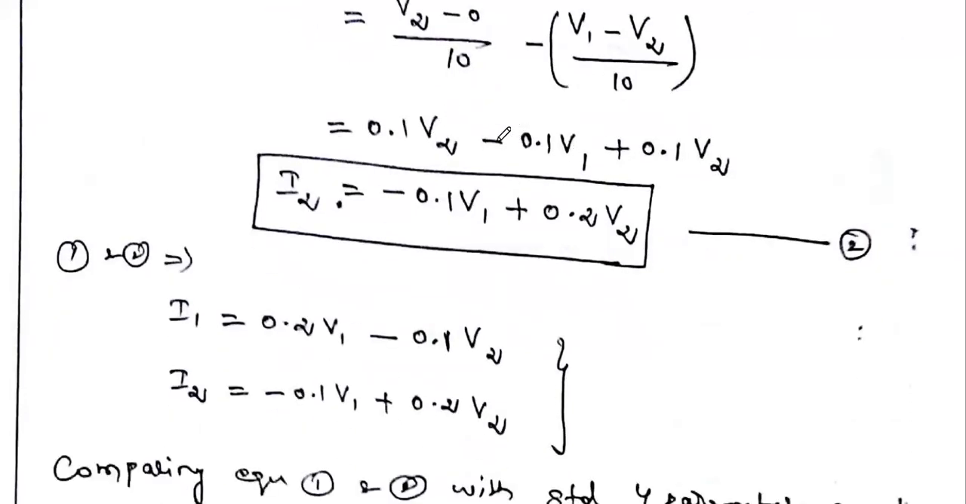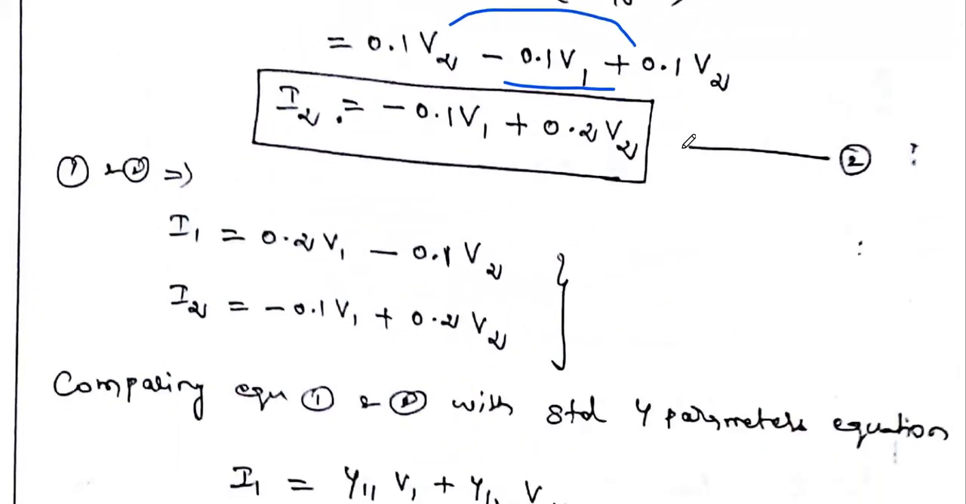Then here you collect the V1 term, which is minus 0.1 V1, and you add the two V2 terms, which gives 0.2 V2. So I2 equal to minus 0.1 V1 plus 0.2 V2. This is equation number 2. So we got the second equation, I2 as a function of V1 and V2. This coefficient, minus 0.1, is nothing but Y21, and this 0.2 is nothing but Y22.